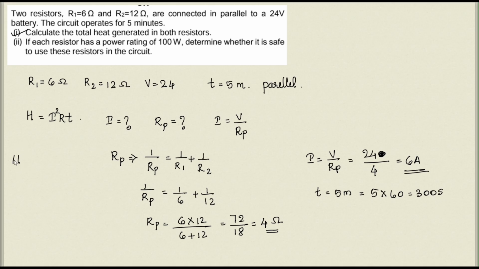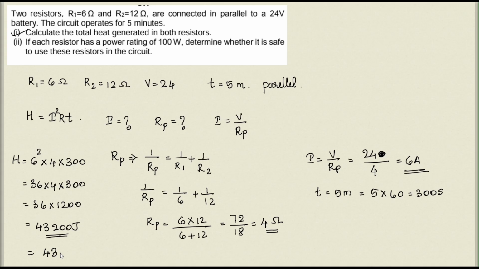So substitute in the relation of Joule's law, H is equal to I square R T. I square means it is 6 square, into R, that is 4 ohm, into T, that is 300. That is 36 into 4 into 300. That is 36 into 1200, and we'll be getting 43200 joule. Now if you have to convert this into kilojoule, you can just divide it by 1000. So we'll be getting 43.2 kilojoule of heat energy produced here. That's it. Next part of the question.